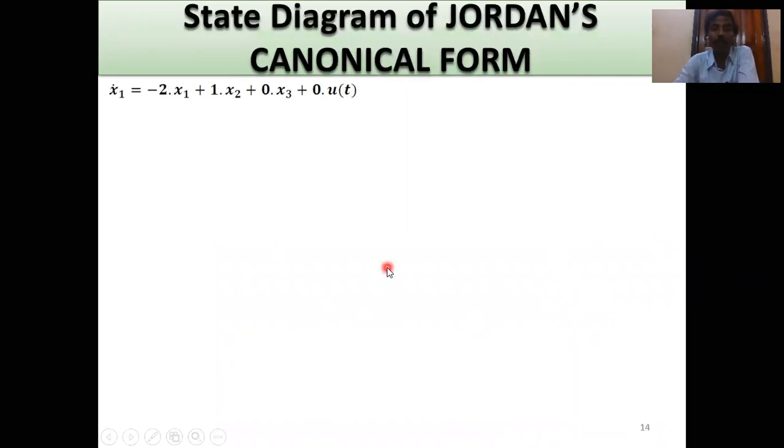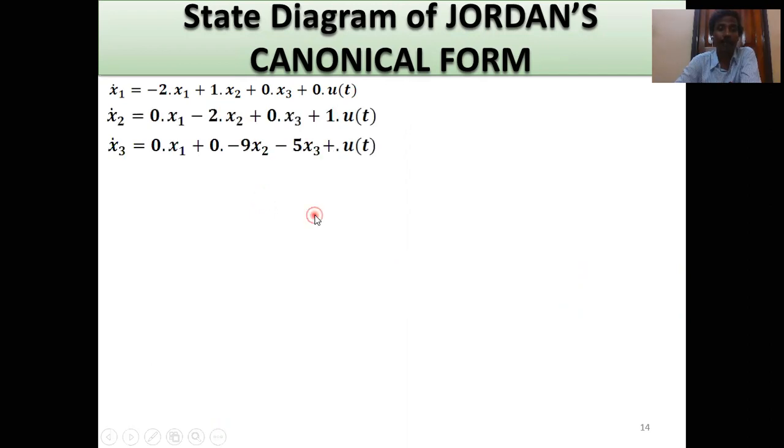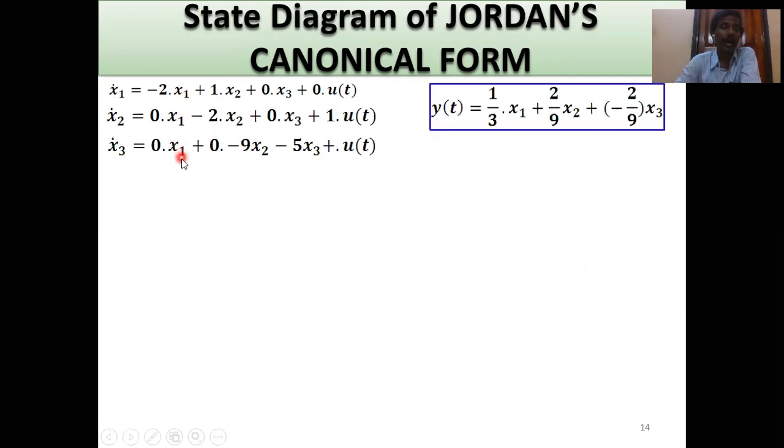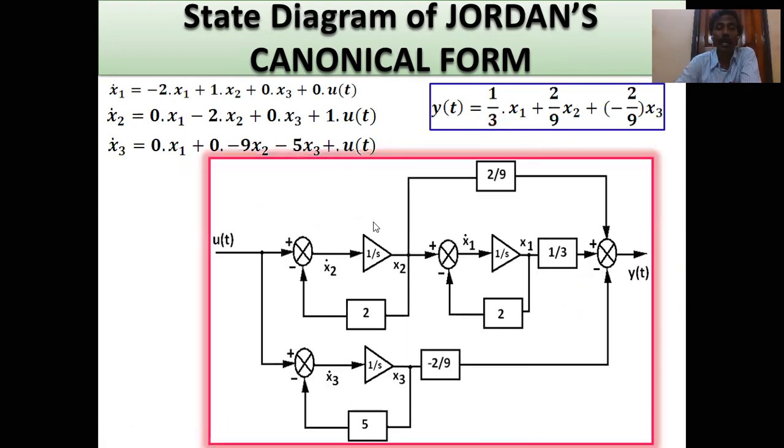Then the state diagram of the Jordan canonical form. What is the state diagram? These three equations are the state equations, and this is the output equation, and this is the state diagram.